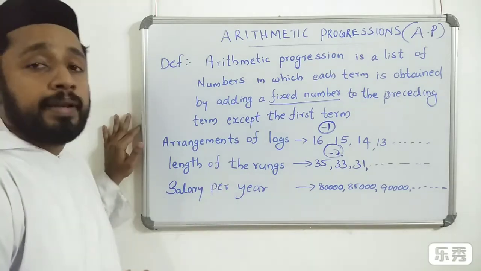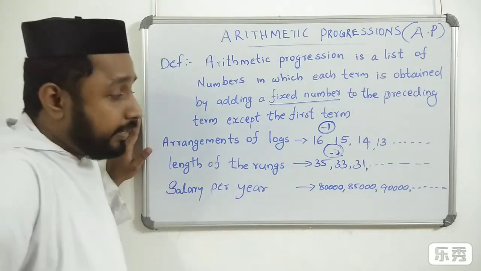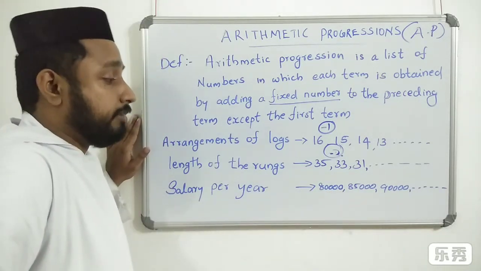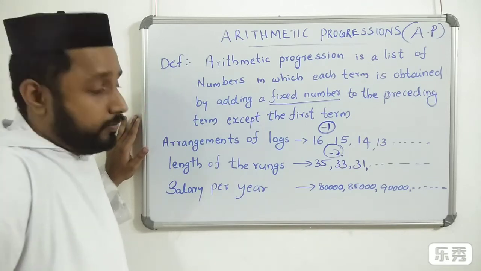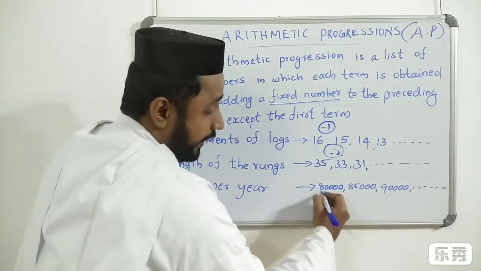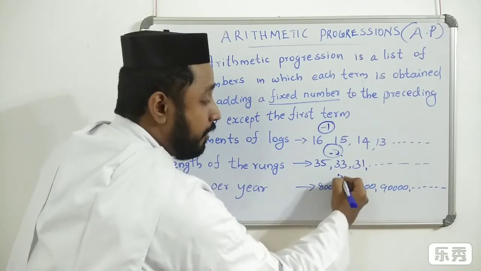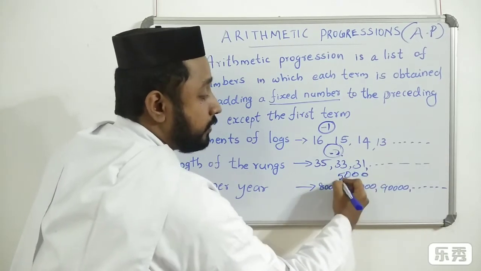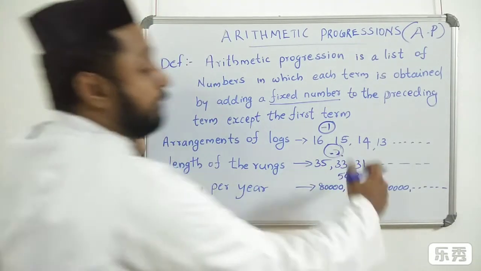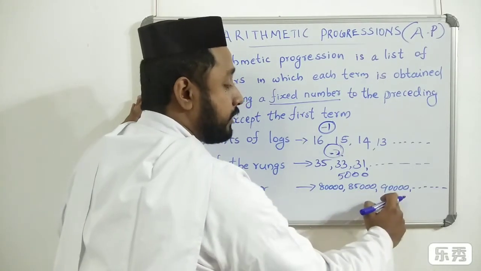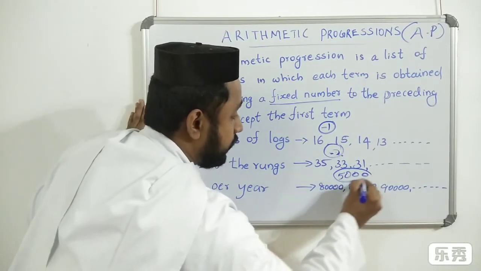Next one, salary per year. In the first year, she got 80,000 rupees salary. Next year, she got 85,000 rupees, and 90,000 rupees, and so on. So here, first one is 80,000, then 85,000. How will we get 85,000? When we add 5,000 to the preceding term, we will get 85,000. When we add again 5,000 to this term, we will get 90,000, and so on. So here the fixed number is 5,000.